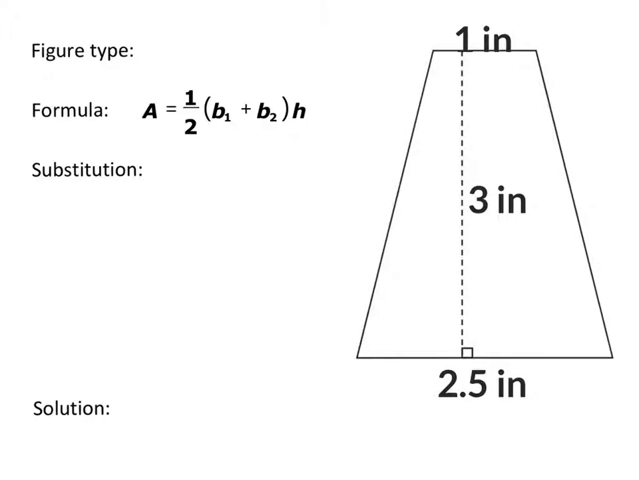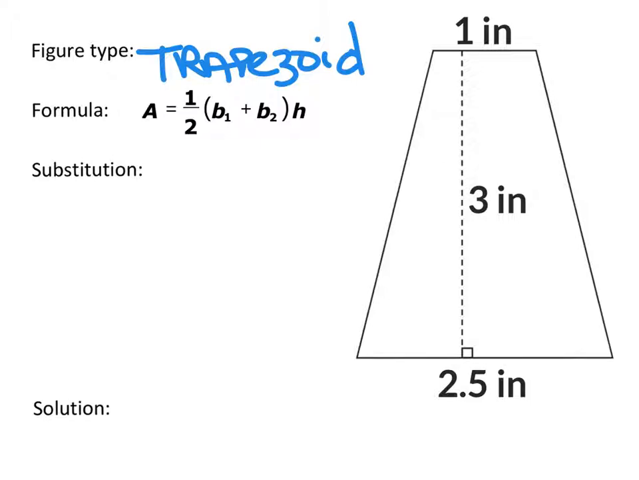Do you recognize this figure? Not a triangle, not a rectangle, not a parallelogram, but a trapezoid. A trapezoid has one pair of parallel sides. And in fact, you can see here at the top of the figure and here at the bottom of the figure, we have parallel sides.